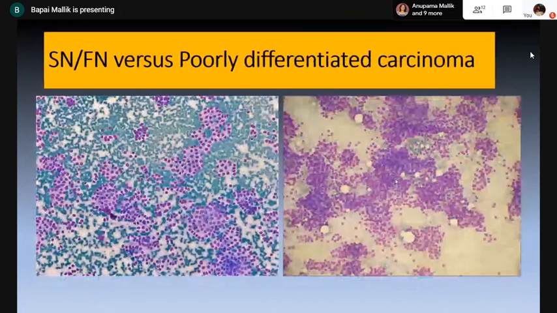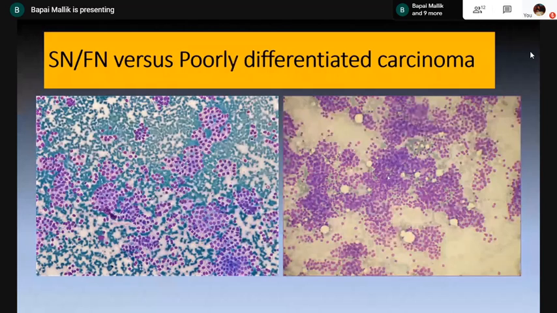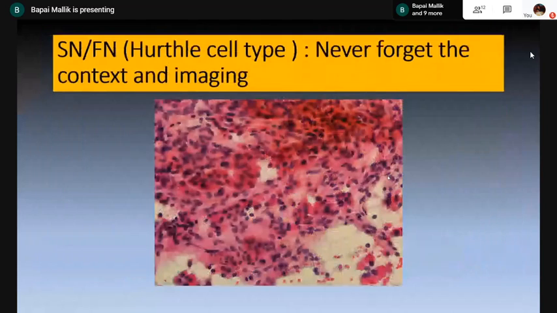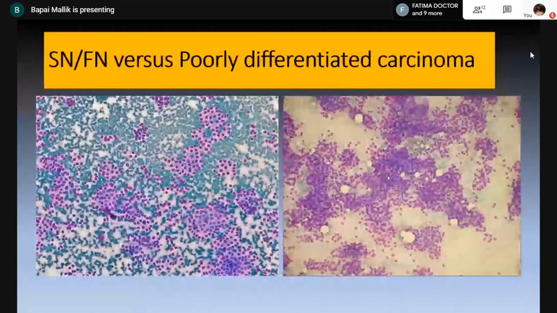One should remember that follicular neoplasms can look very much like a poorly differentiated carcinoma of the thyroid. This is a poorly differentiated carcinoma of the thyroid. They look very, very similar. We will be dealing with that in the next webinar.